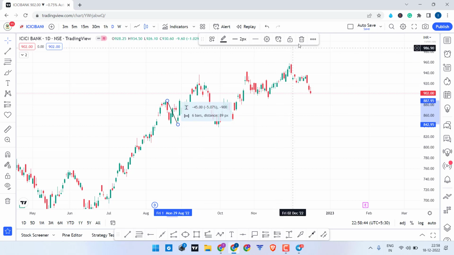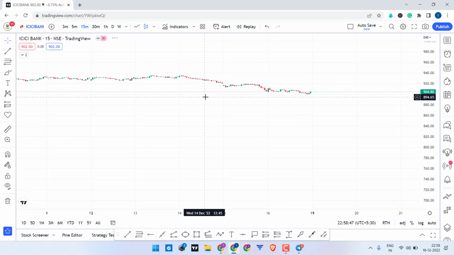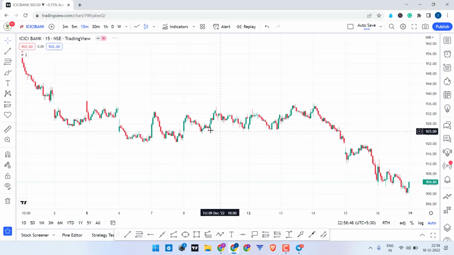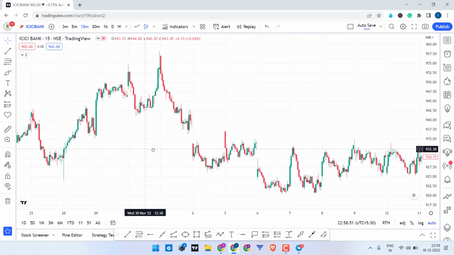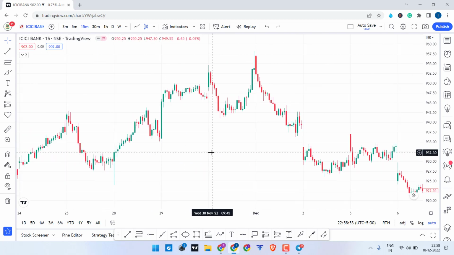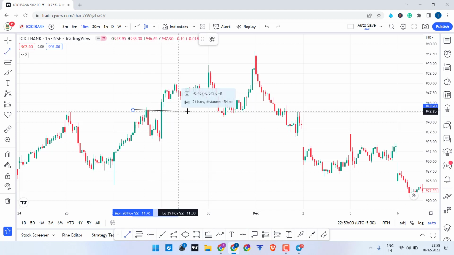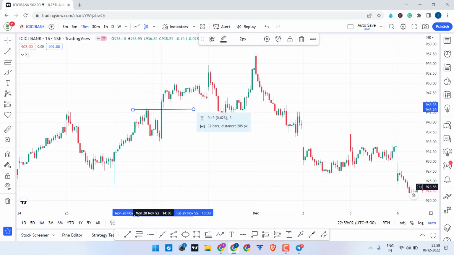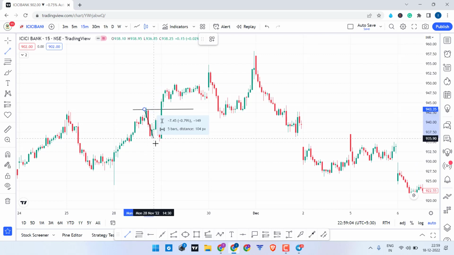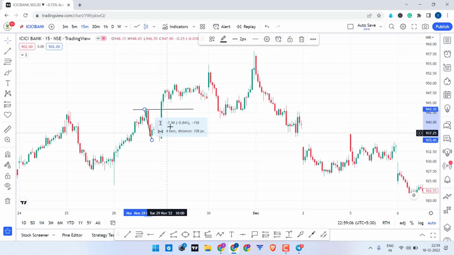And let's go to a lower time frame, 15 minutes, and again take some uptrend. Okay, again this is one uptrend, and after breaking this high, again after breaking this high, let's say you have taken entry, and here you can see only 7 points SL. So what I want to say is, the lower the time frame, the lower the risk reward.